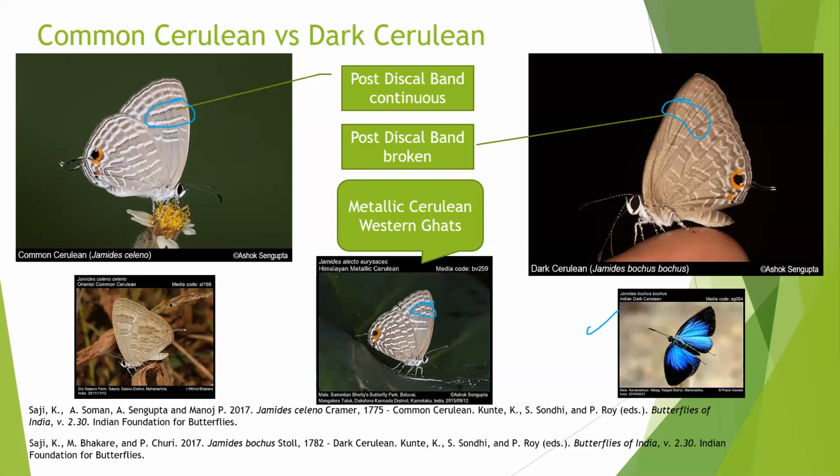Of course, the common Cerulean has a dry season form, which is shown here below, and you see that again in this dry season form, this marking is continuous and it is not broken.